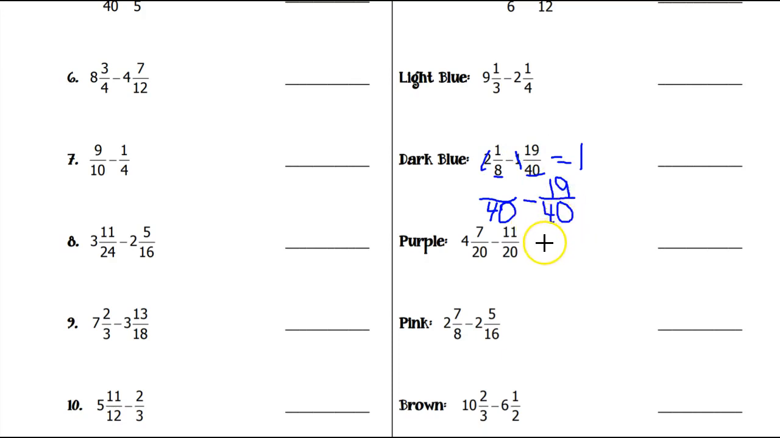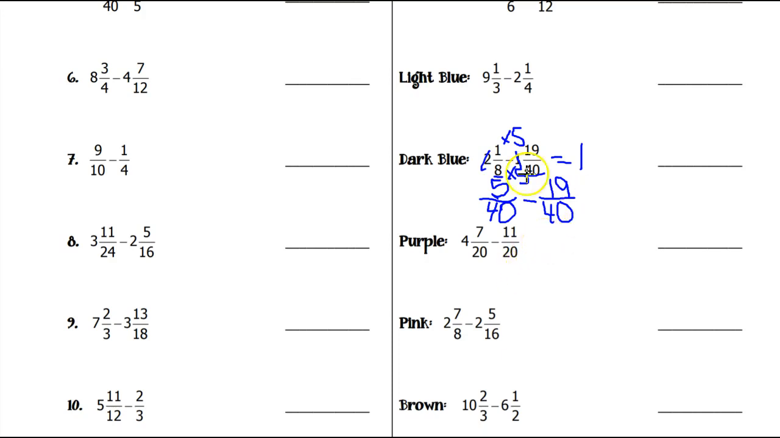Okay, so what I need to know is how can I get from 8 to 40? What am I going to do to get from 8 to 40? Well, if I use my multiplication chart, I should know that 8 times 5 is 40. So what I do to the bottom, I have to do to the top. So I'm going to come up here, I'm going to say 1 times 5 is 5.